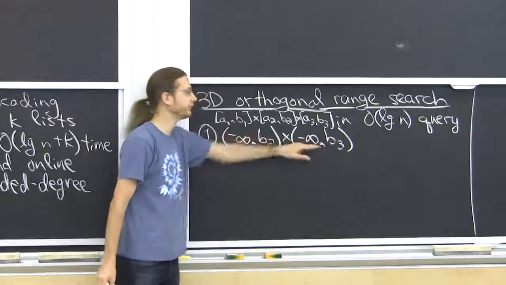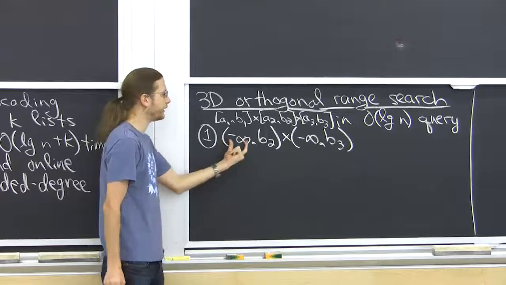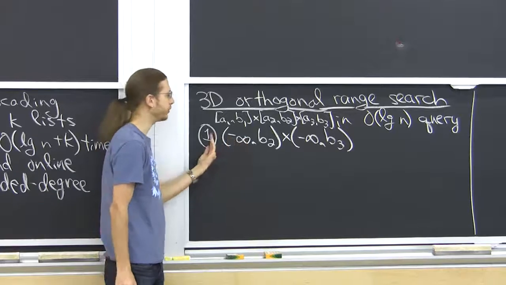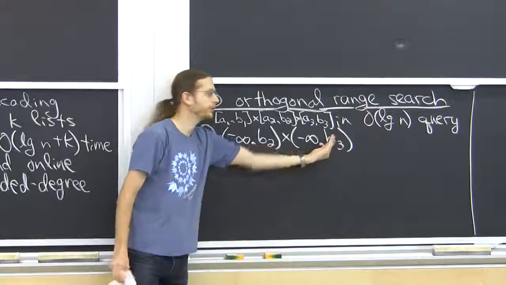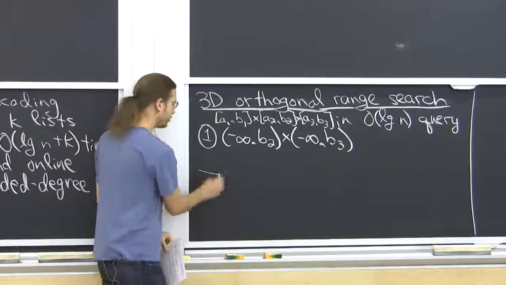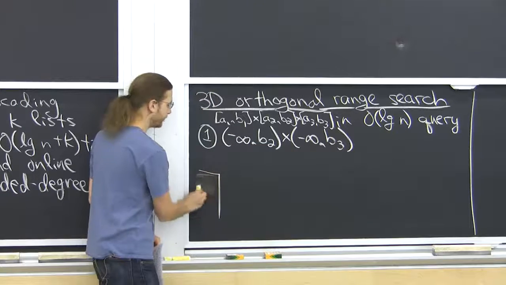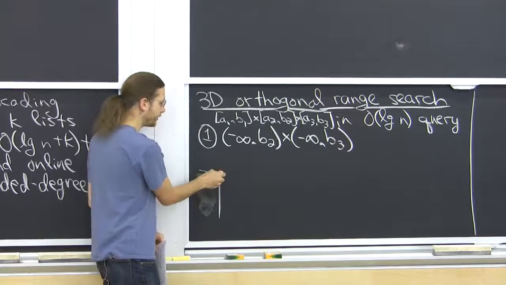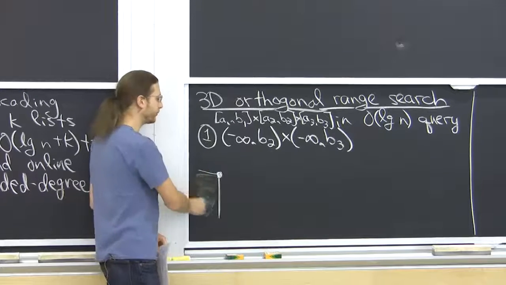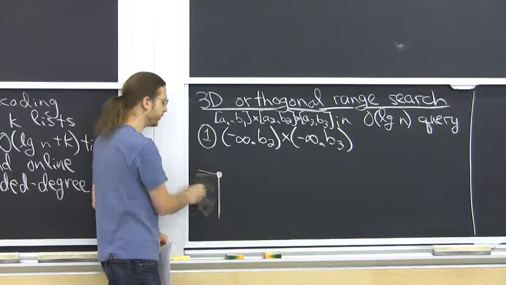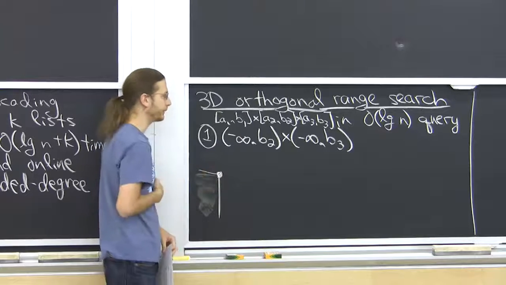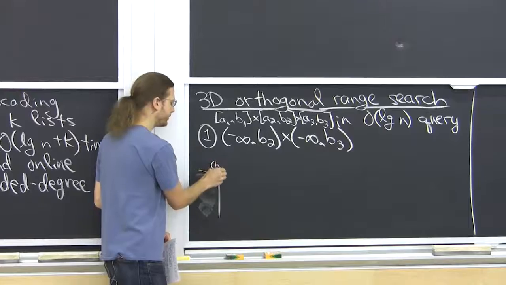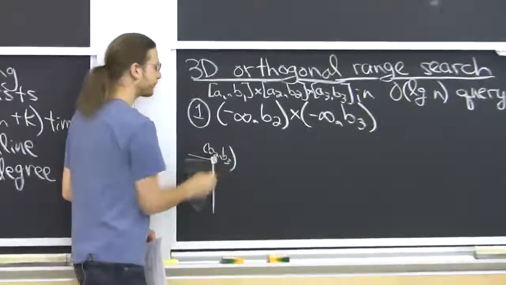Y-coordinate and Z-coordinate, skipping X. And the left endpoint doesn't exist. So you go all the way up to B2 and you go all the way up to B3. This is a quarter plane in 2 dimensions. I want to know all the points in there. It's the same as saying all the points that are dominated by this point, where both Y and Z coordinates are dominated by that YZ coordinate. Okay, this is B2, B3.